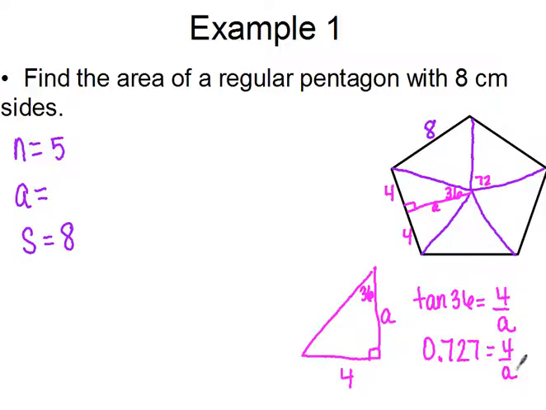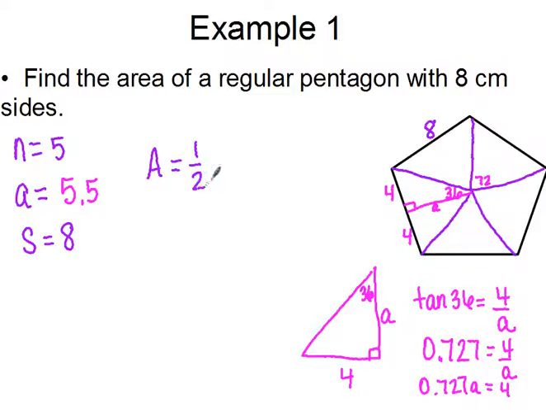And this was the one where we multiplied both sides by A, and got something that looks like this. So you're actually taking 4 divided by 0.727. That gives me an apothem of 5.5. Okay? Now, if this doesn't make sense, you're going to have to ask for help.